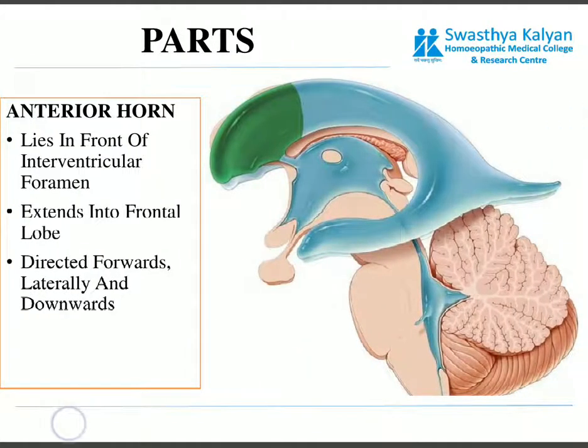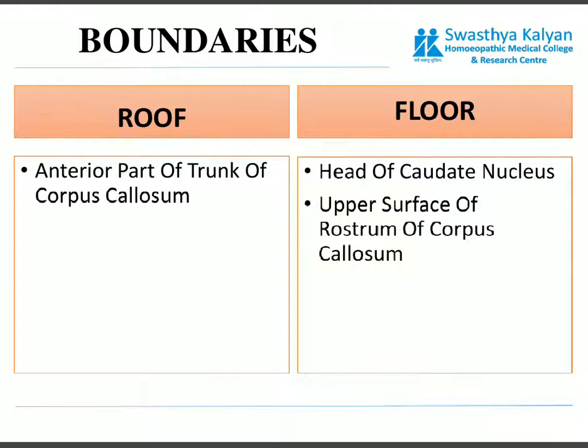The next part is the anterior horn. It lies in front of the interventricular foramen, extending into the frontal lobe, and it is directed forwards, laterally and downwards. This portion is the anterior horn, in front of the interventricular foramen. The boundaries of the anterior horn are: the roof is formed by the anterior part of the trunk of the corpus callosum, and the floor by the head of the caudate nucleus and the upper surface of the rostrum of the corpus callosum.